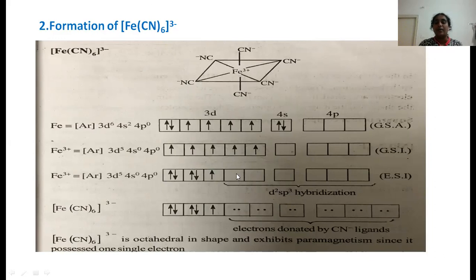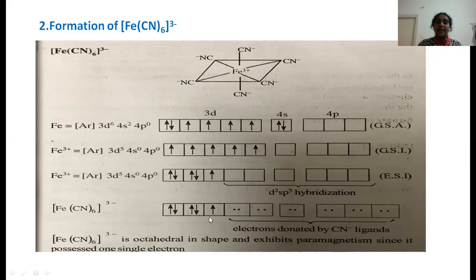And to this each orbital, again ligand donates the electrons and forms the complex. So in this complex, the hybridization is d2sp3 hybridization, and here 3d orbitals are involved while formation of the complex, hence it is called as an inner orbital complex.